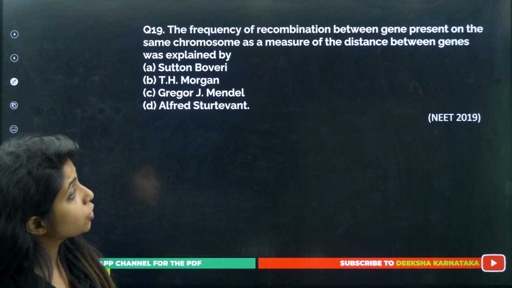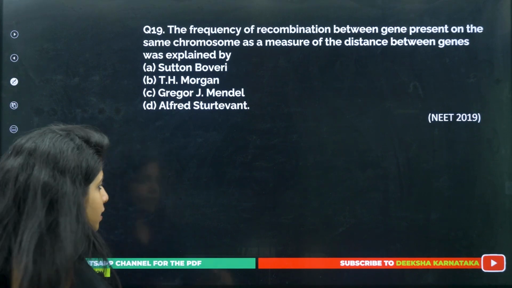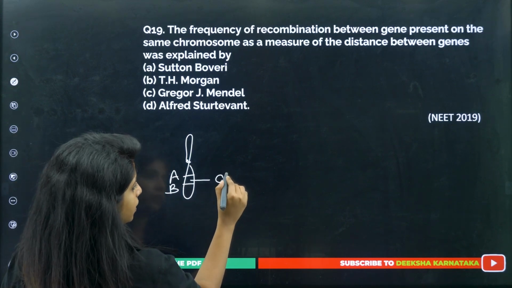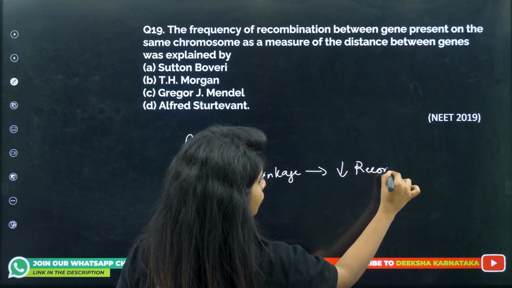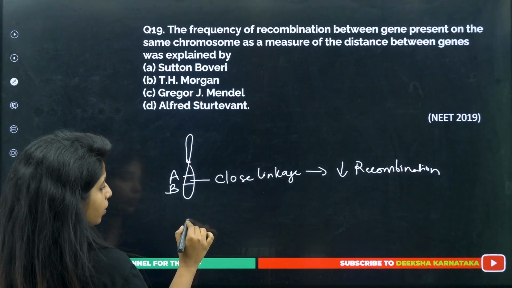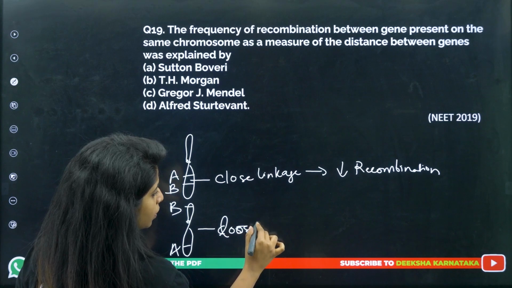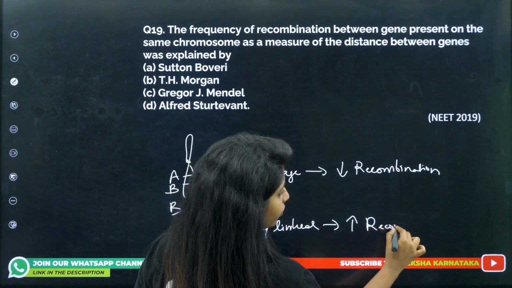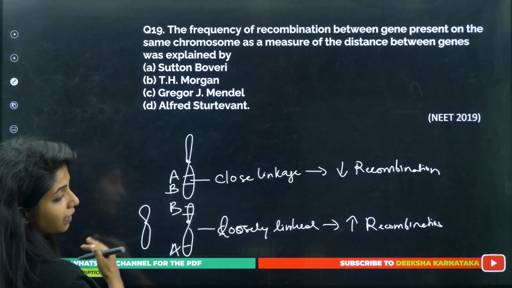Going ahead, the frequency of recombination between genes present on the same chromosome as a measure of distance between genes was explained by. So, as I said, if the genes are located very close, this shows that there is close linkage, and close linkage means there is less recombination. Recombination is an exchange of things that you saw over here, and then new combinations could come in. On the other hand, if they are loosely linked instead of closely linked, in that case, it will be a high amount of recombination. It can get exchanged very easily.